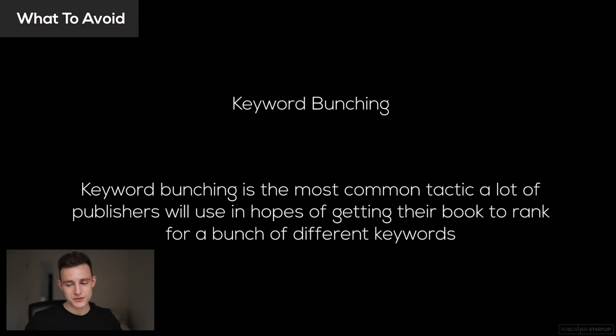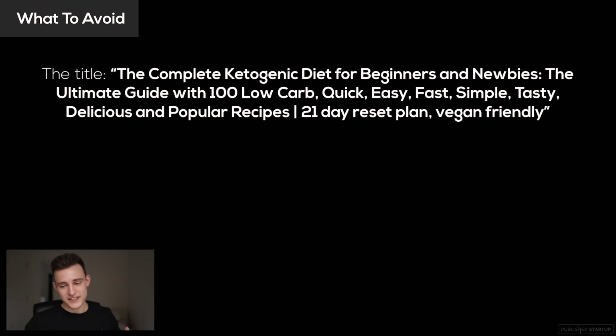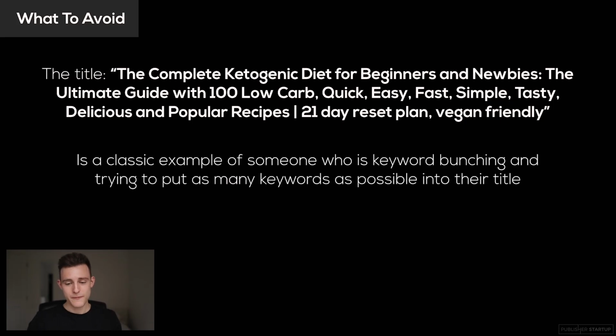Keyword bunching is the most common tactic a lot of publishers use in hopes of getting their book to rank for a bunch of different keywords, okay? And it makes sense. I mean, if you're trying to rank your book for a bunch of different keywords that are all related to your book, then trying to get as many into your title seems like it's the right thing to do. It looks good on paper, but once you read it out like that, it just does not work.